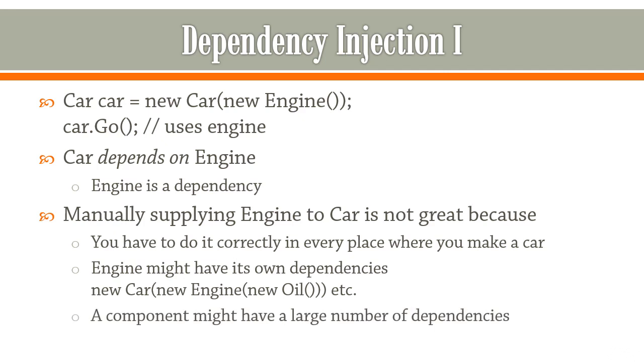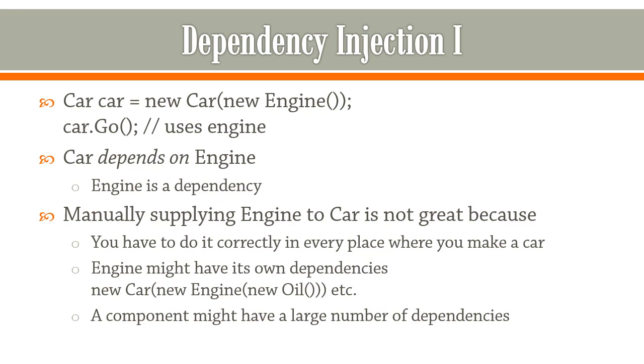And in addition, keep in mind that a component might have a large number of dependencies. So a car depends on the engine, it depends on wheels, it depends on a driver driving it maybe. So all of these dependencies would have to be satisfied at some point or other. And yes, if you don't like the constructor, you can put them as property assignments and whatever, but it still does not really scale. It doesn't scale when you write industrial sized applications.